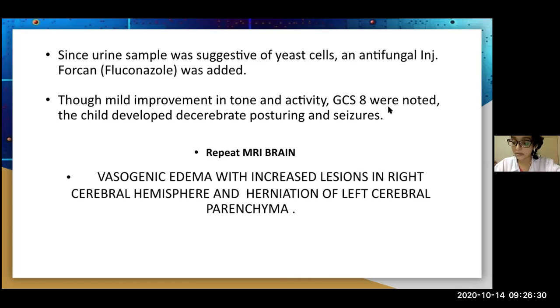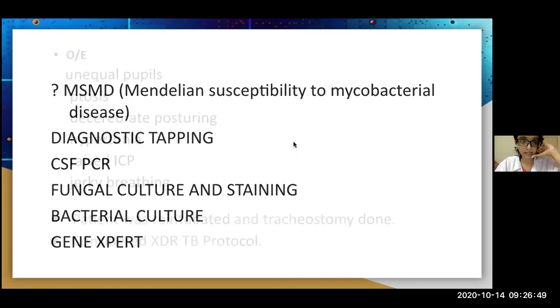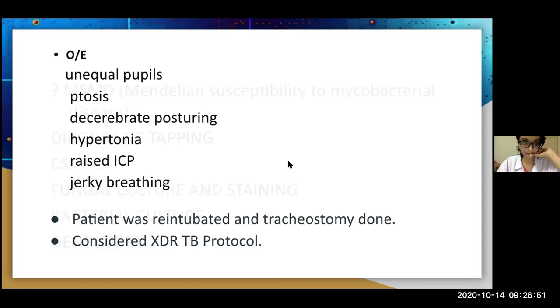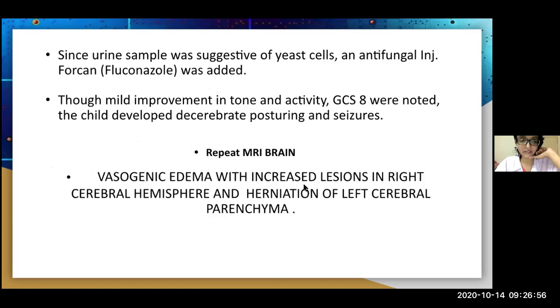So I want to ask, which level of the brain is responsible for decerebrate posturing? We all have read this. Brainstem. Okay. And then the MRI was repeated. On repeating the MRI, it was suggestive of vasogenic edema with increased lesions in the right cerebral hemisphere and herniation of left cerebral parenchyma.